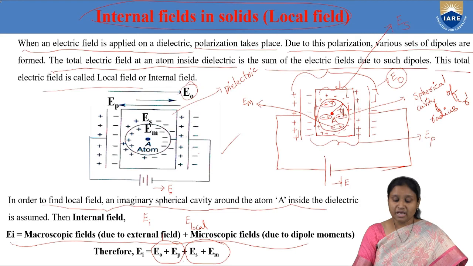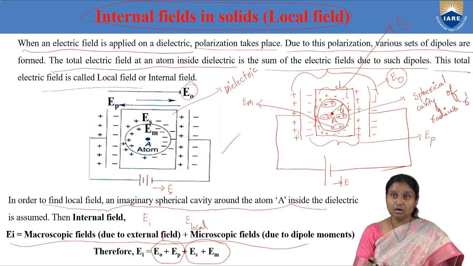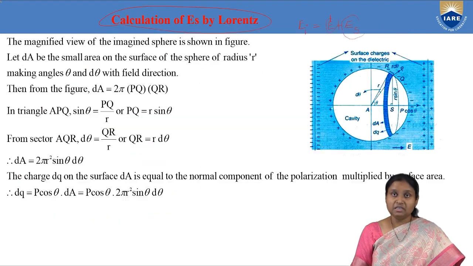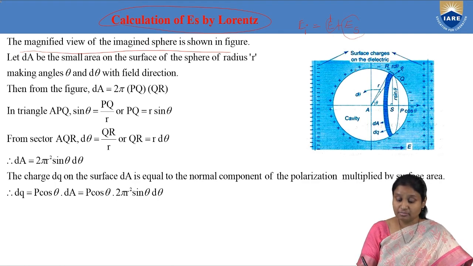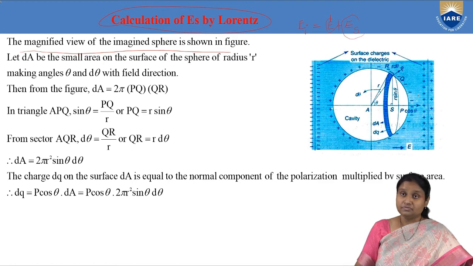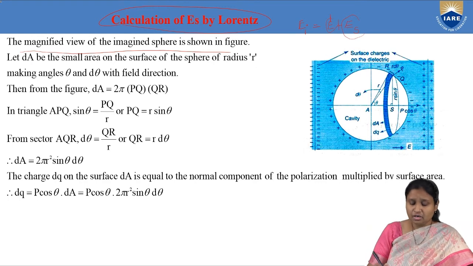Now, if we look back at this figure, what is our ES? ES is because of these charges on the surface of the sphere. In order to find the value of ES, I'm taking that sphere out separately, a magnified view of that imagined sphere. If you look at this figure, this is our imagined sphere, the white region, which is a sphere. We need to find the electric field because of the charges developing on the surface of the sphere.